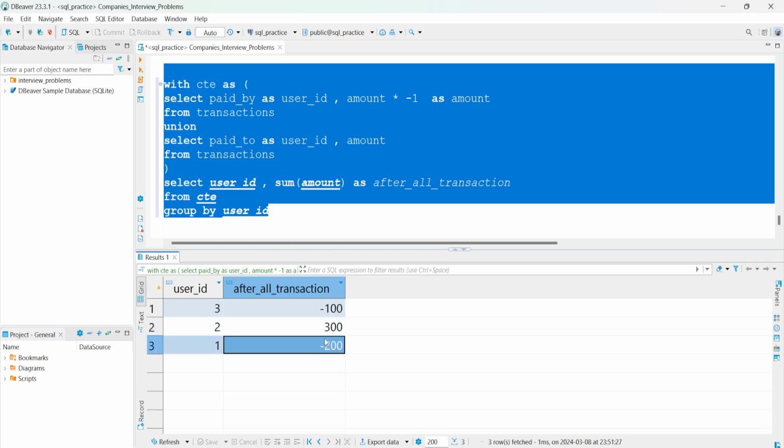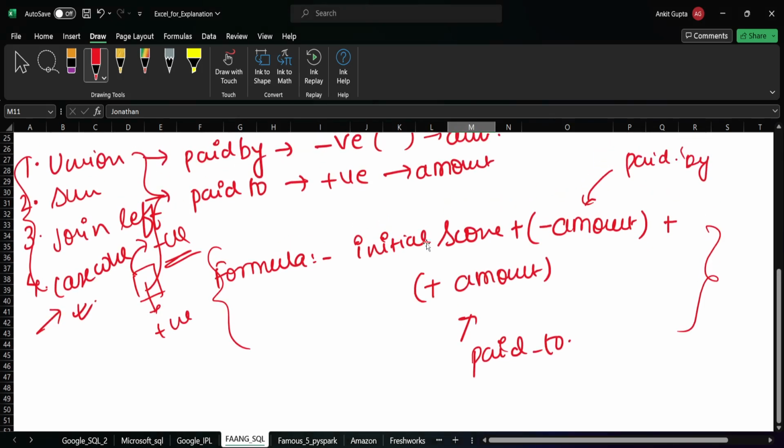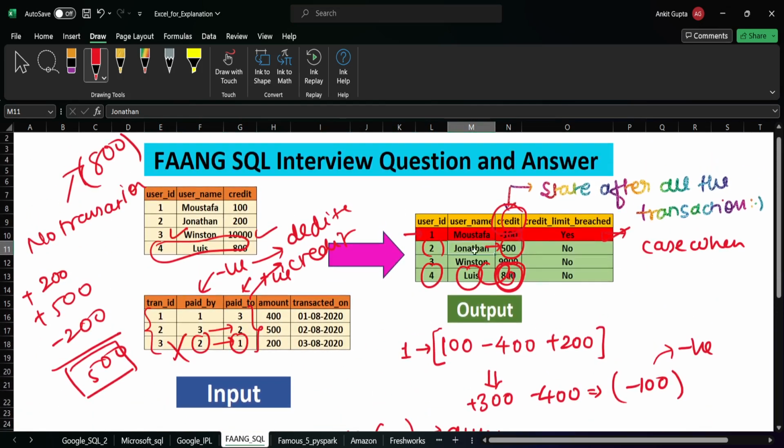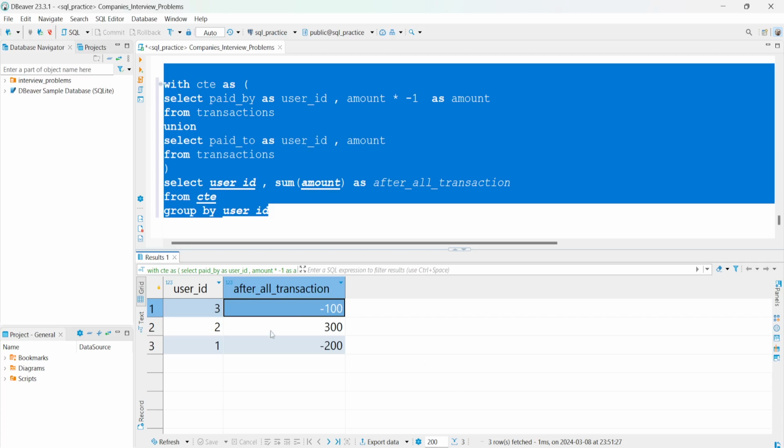But here one thing is missing: we don't have the initial score summed up, right? If you see the formula, we have the initial part also. We have already done these two, okay? We now need to sum this column, which we will see. But before that, if you see here, we got only 3 records in the output, right?